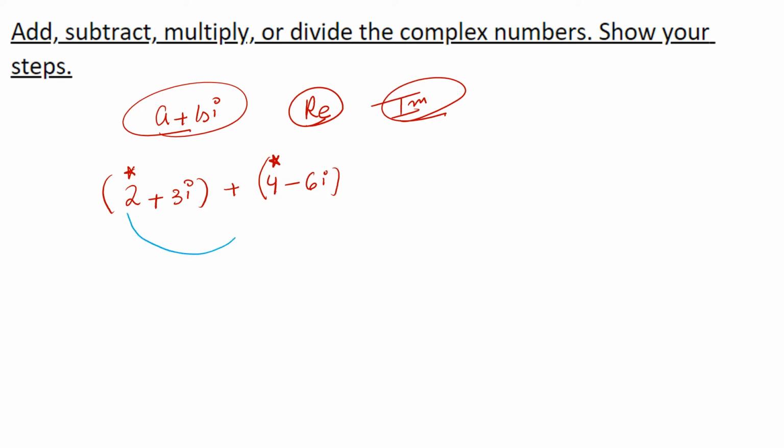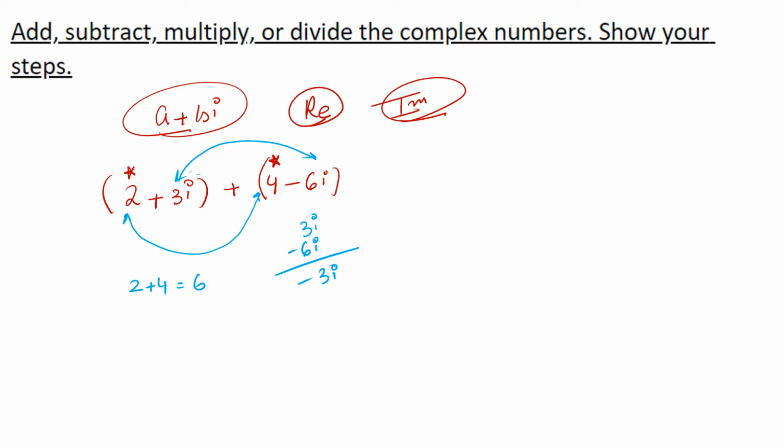So 2 and 4 will be added together only. So 2 plus 4 will give us 6. Now the imaginary part will be added to the imaginary part. So 3i will be added only to negative 6i. So we can write here 3i plus minus 6i, and you can subtract them and you will get negative 3i. So the most important thing is that the real part will be added or subtracted with the real part. Imaginary will be added or subtracted by the imaginary numbers only.